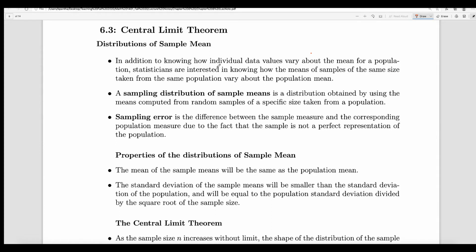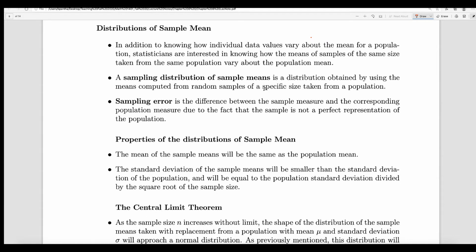In addition to knowing how individual data values vary about the mean for a population, statisticians are interested in knowing how the means of samples of the same size taken from the same population vary about the population mean. A sampling distribution of sample means is a distribution obtained by using the means computed from random samples of specific size taken from a population. Sampling error is the difference between the sample measure and the corresponding population measure due to the fact that the sample is not a perfect representation of the population.